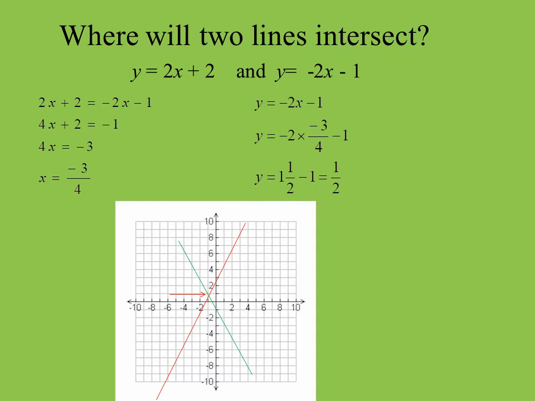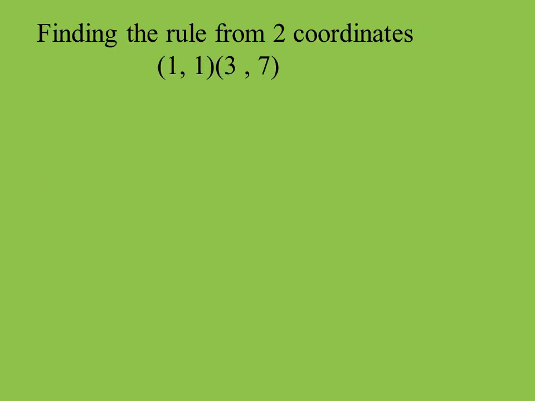Alright, what are we going to do next? Supposing I give you two coordinates. So I've given you the coordinates of (1, 1) and (3, 7). Now, I want you to find me the rule for that.